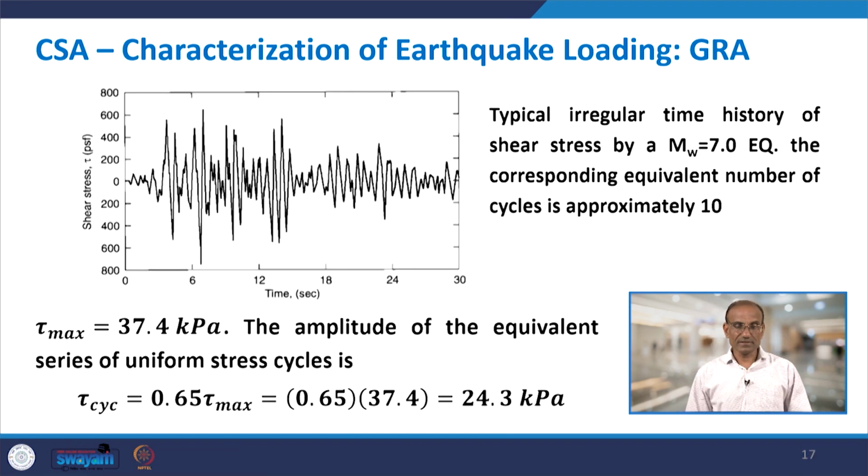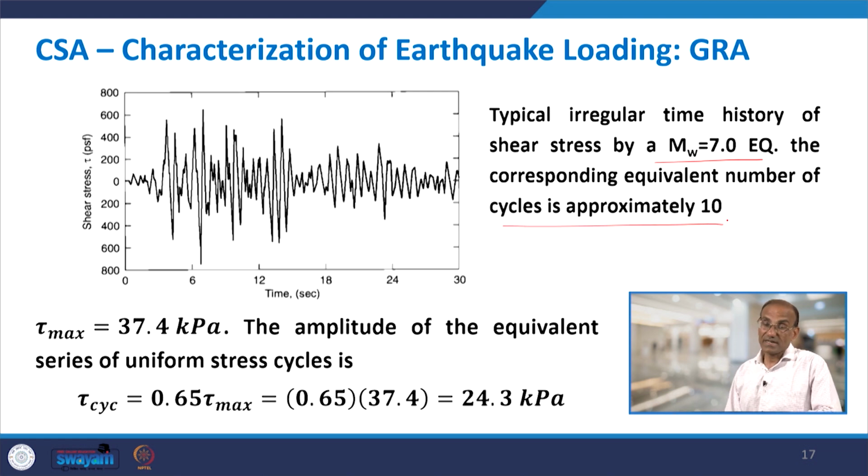Coming to this characterization, this is a typical irregular time history of shear stress, and it has been generated by a magnitude 7 earthquake, MW7. So, naturally the equivalent number of cycles for this, as we just discussed, will be approximately 10. Here the peak value is in pounds per square feet. If you convert this peak into kPa, you get 37.4 kilopascal, and the tau cyclic for this maximum value will be 0.65 tau max. So, you get 24.3 kilopascal.